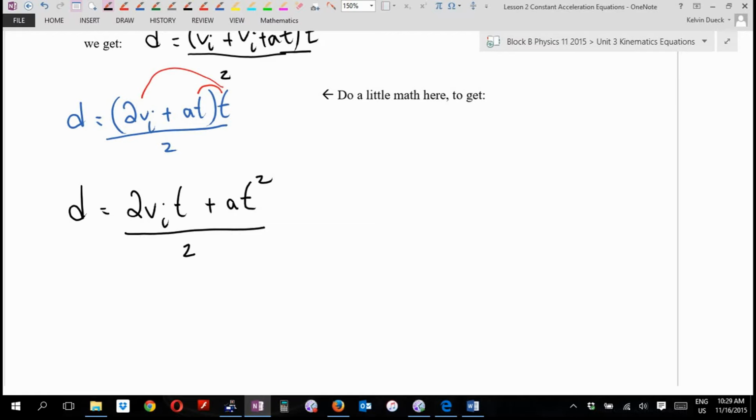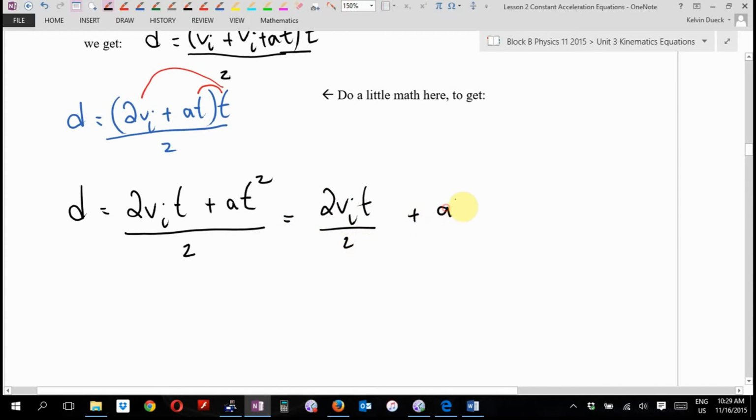Again, Hannah, let me emphasize, I will not ask you to reproduce this procedure on a test. What we're going to get is a brand new equation, and probably the single most important, useful equation you get all year. We're not quite done yet. Is this divided by 2? Say yes. Is this also divided by 2? Say yes. What you can actually do then is write this as 2 VIT over 2 plus AT squared over 2. You can split it up.